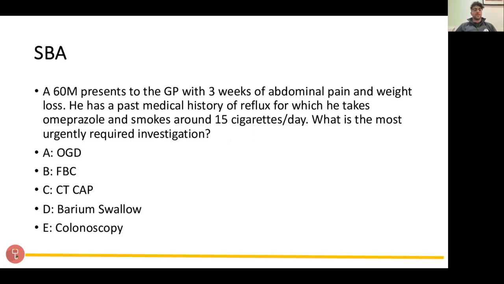A 60-year-old gentleman presents to the GP with 3 weeks of abdominal pain and weight loss. He's a past medical history of reflux for which he takes omeprazole and smokes around 15 cigarettes a day. What is the most urgently required investigation? A, an OGD, B, full blood count, C, CT CAP, D, a barium swallow, and E, a colonoscopy.